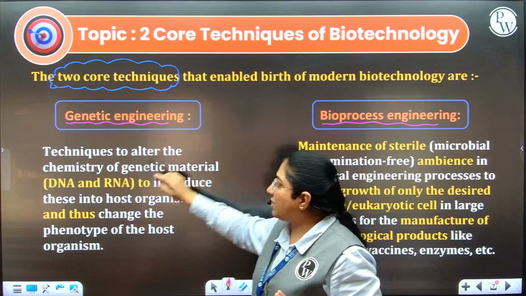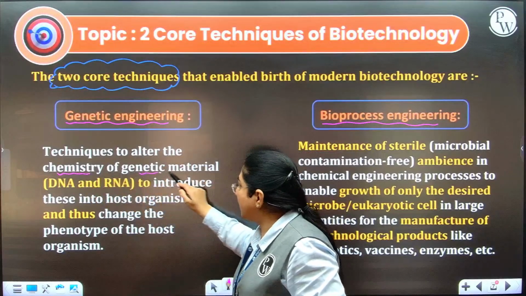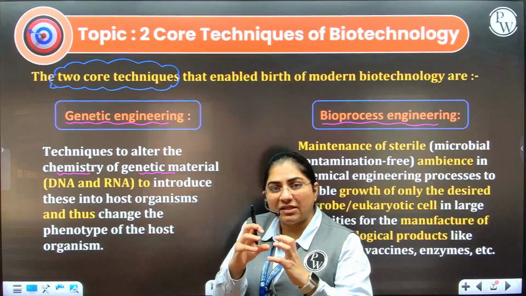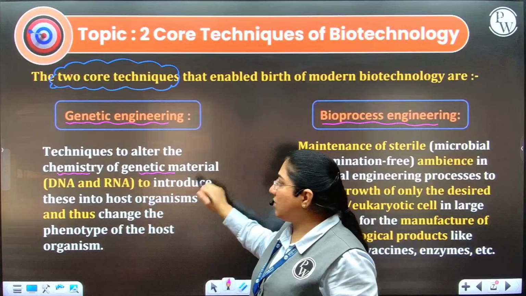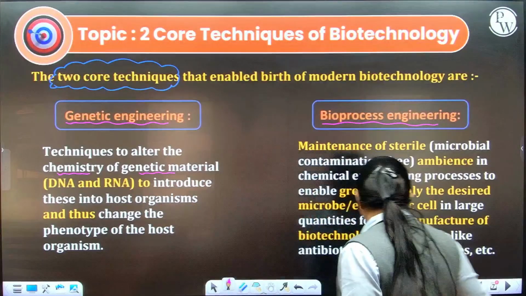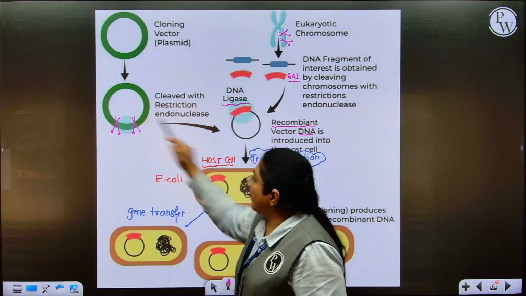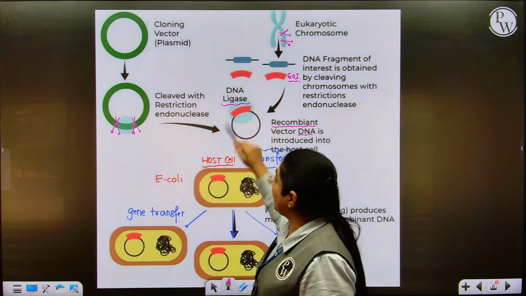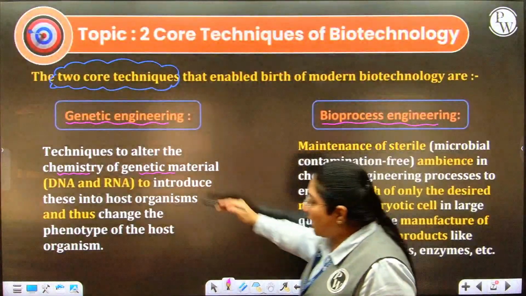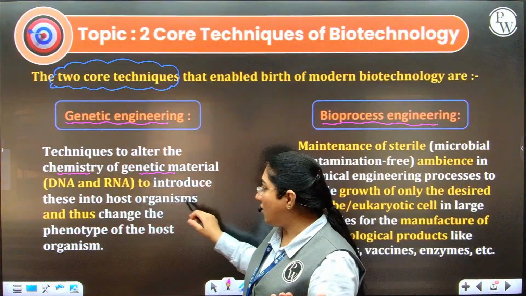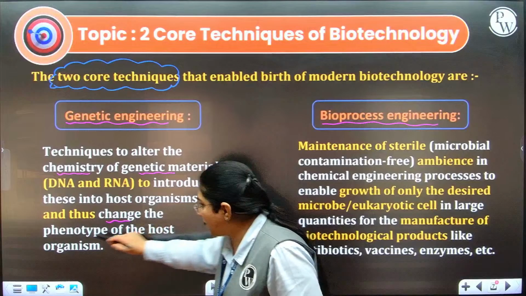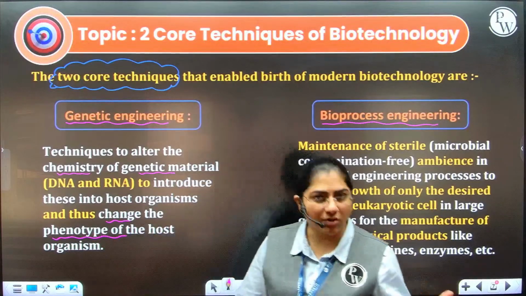Techniques to alter the chemistry of the genetic material. Now we know DNA or RNA is a genetic material, mainly it is DNA. So we are taking the DNA, we are altering the genetic material or the chemistry of this DNA, that is the genetic material. We are introducing our gene of interest, altering the chemistry of the genetic material, and thereby the genotype and thus the phenotype of the host organism. So you introduce these into the host organism and thus change the phenotype of the host organism.